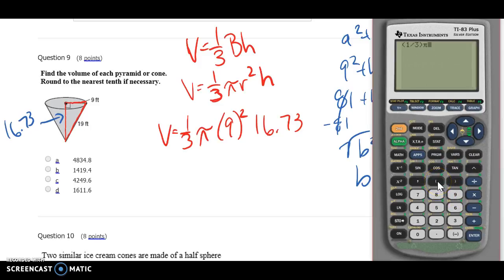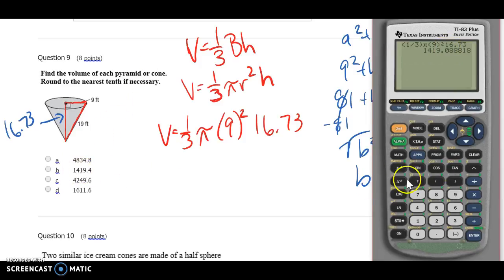You can put the 9 in parentheses if you want to. You don't really have to, but just to make sure you square the right quantity and do 9 squared and then 16.73. There you go. We find our answer is 1,419.1. Is that what they got? 1,419.4.